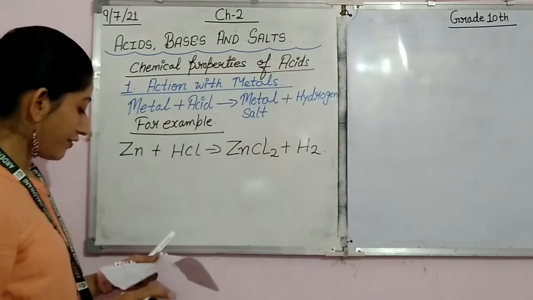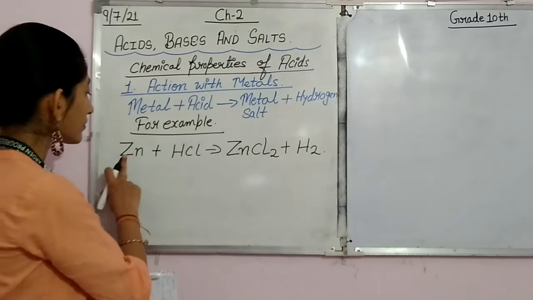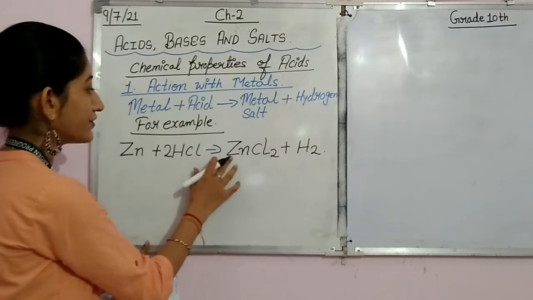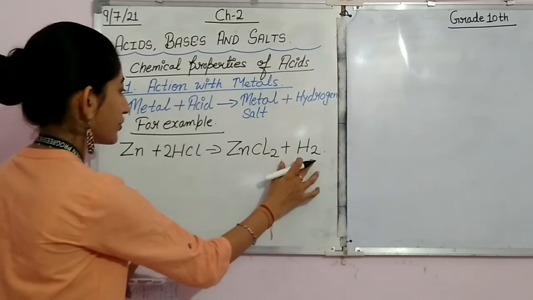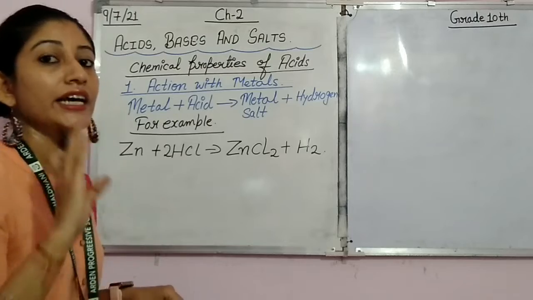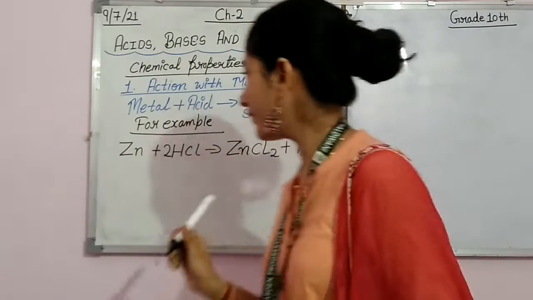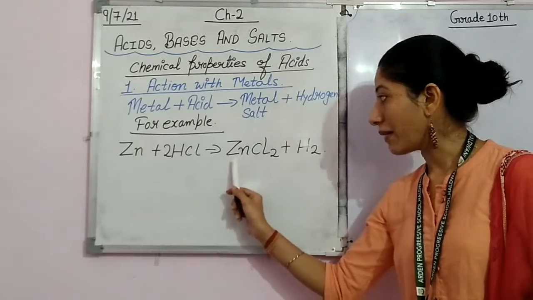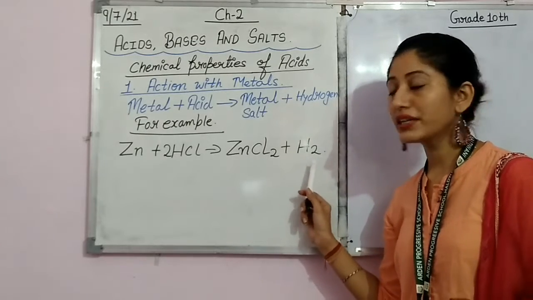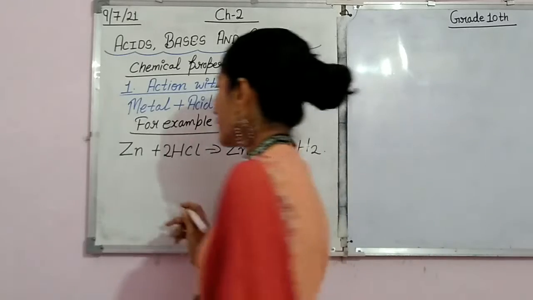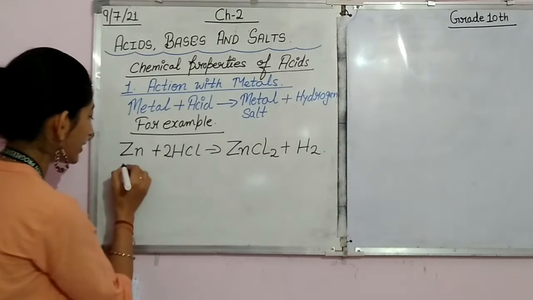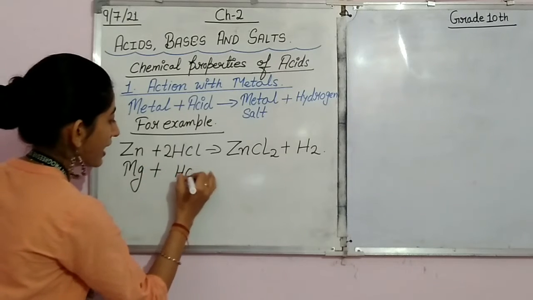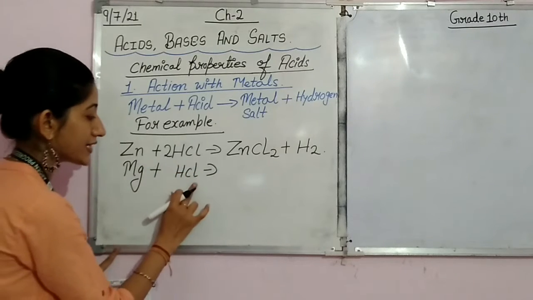So what we find is that when we react zinc with HCl, it gives us Zn plus 2HCl gives ZnCl2 plus hydrogen gas. We have seen that when we react a metal with an acid, we get a metal salt and hydrogen gas is released. One more example you can see: suppose we have magnesium. Magnesium is also a metal, so Mg plus, suppose you are taking HCl. Mg plus HCl.